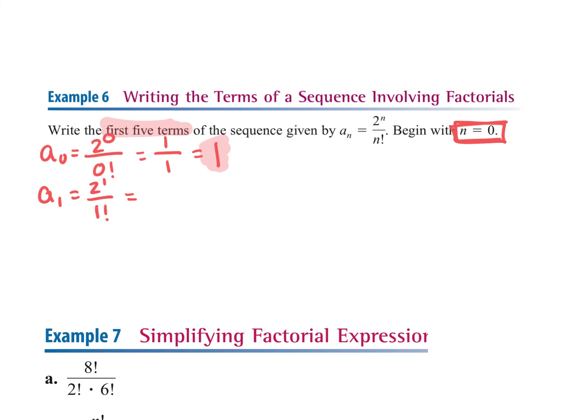So when I plug in 1, 2 to the first power is 2. And 1 factorial is 1. So 2 over 1 is 2. So that's our second term there. Next, I have 2. So I'm plugging in 2. 2 to the second power over 2 factorial. 2 to the second power is 4. 2 factorial is what? 2 times 1, which is just 2. So 4 over 2. 2.